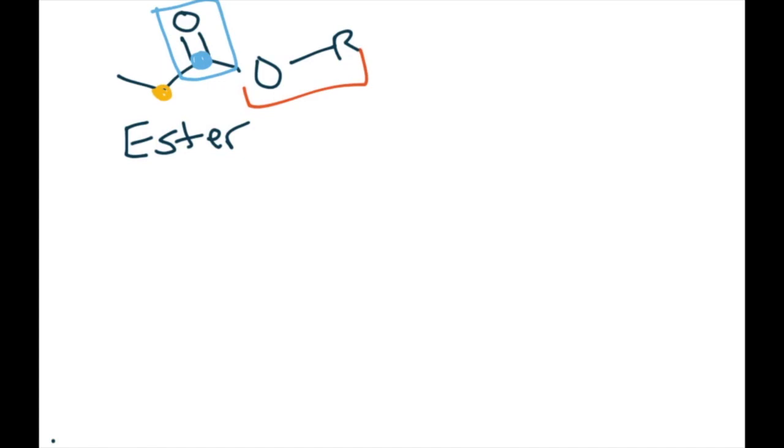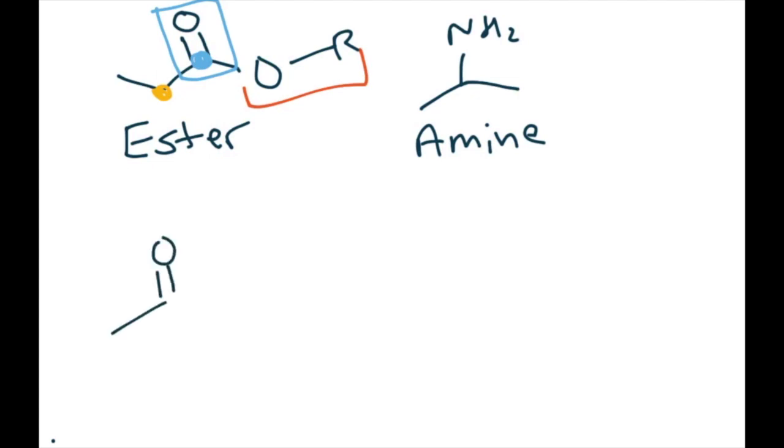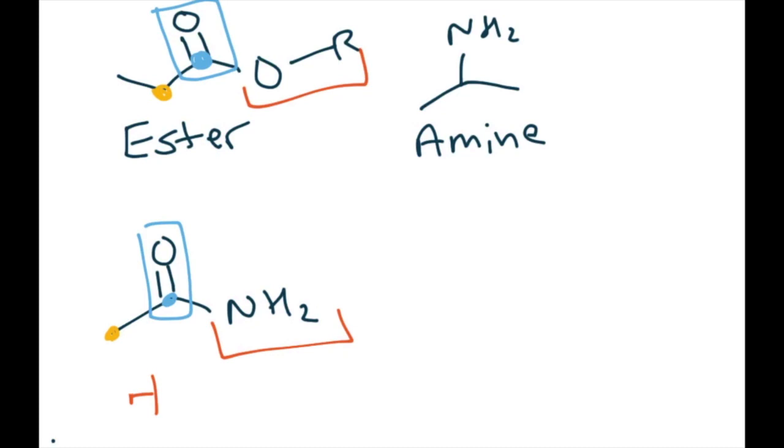So then if you have a nitrogen involved, right, that is an amine. We're going back to double bonds for a second. So if you have a carbon double bonded to an oxygen, carbon on one side, and a nitrogen on the other, this is going to be an amide.